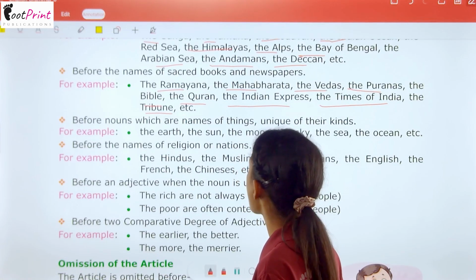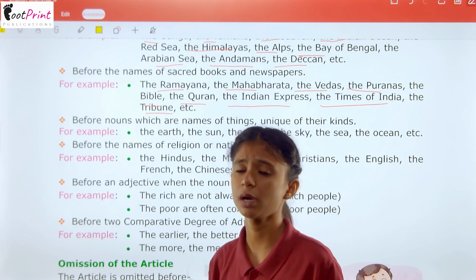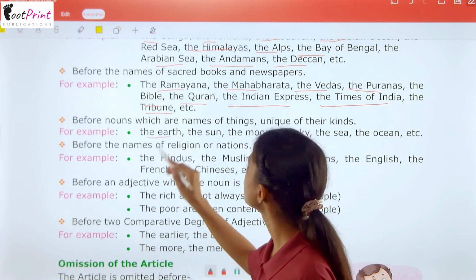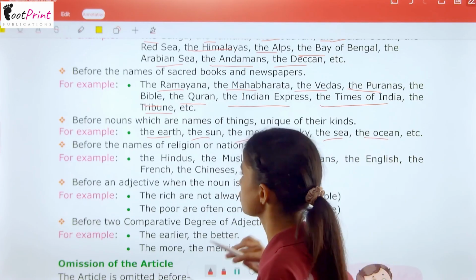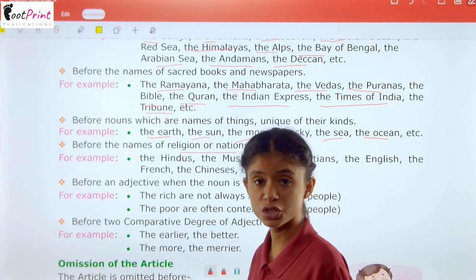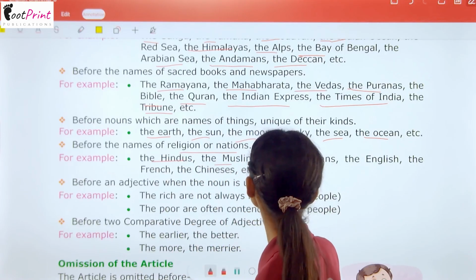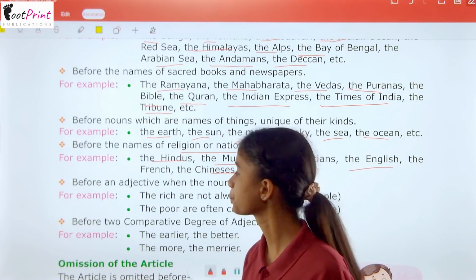Before nouns which are names of things unique of their kind. The nouns which are unique and one of their kind: the earth, the sun, the moon, the sky, the sea, the ocean, etc. And we use it before the names of religions or nations: the Hindus, the Muslims, the Christians, the English, the French, the Chinese, etc.